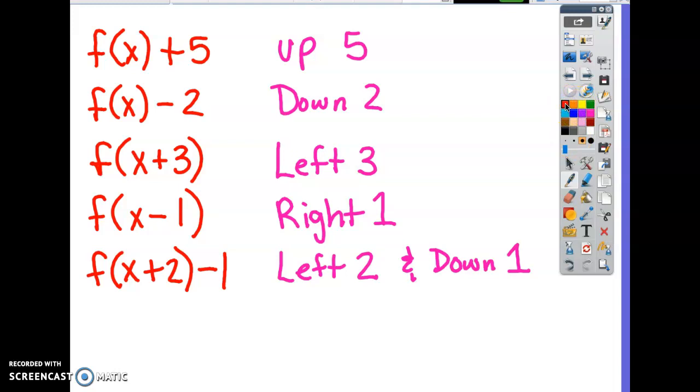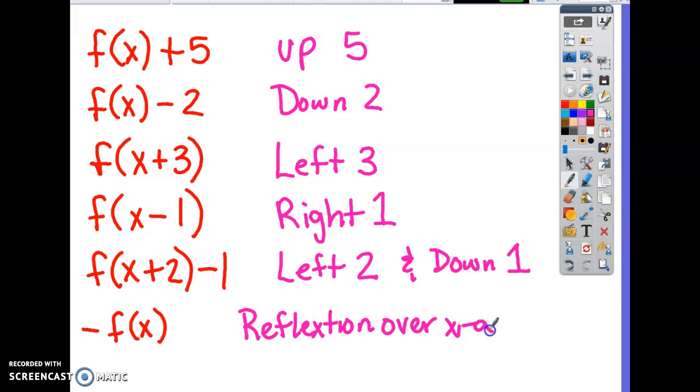What if in the very front you have a negative f of x? What did it do? What if there's a negative in the front? What did we say? It's a reflection over the x-axis. Okay? And I'm going to do one more, just one more.